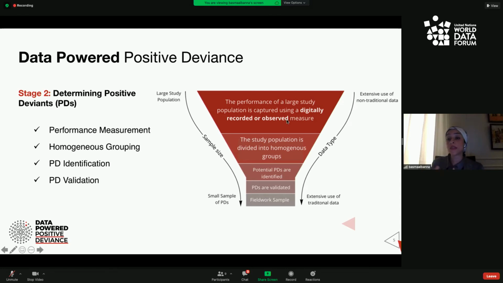And here we also can see that we start with extensive use of non-traditional data at the beginning in the funnel diagram. And then as we go lower, we start adding traditional data more in order to filter what we're seeing using digital data sets.